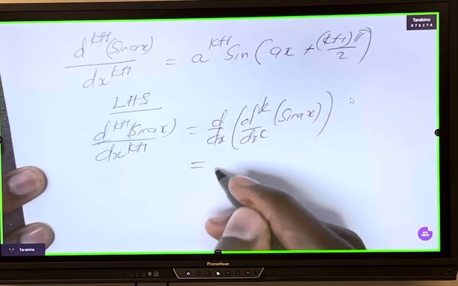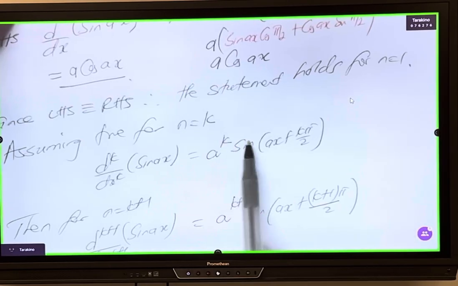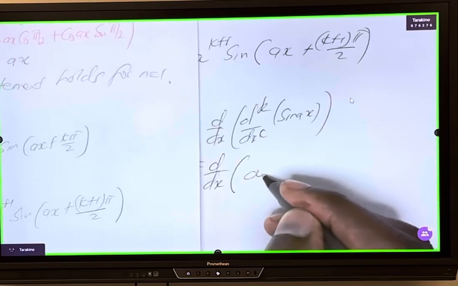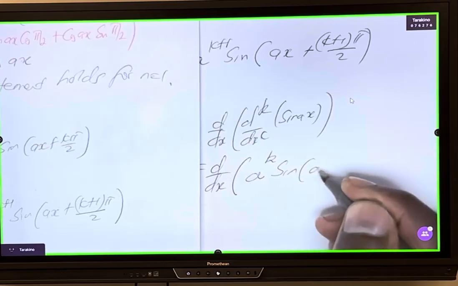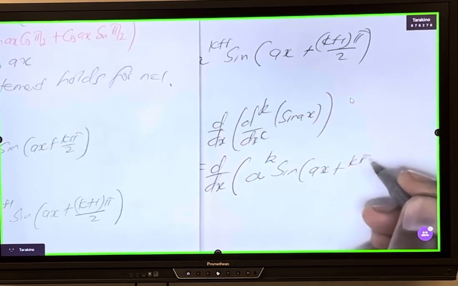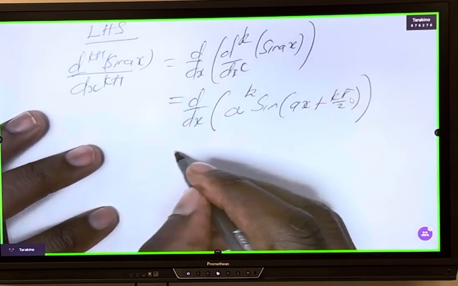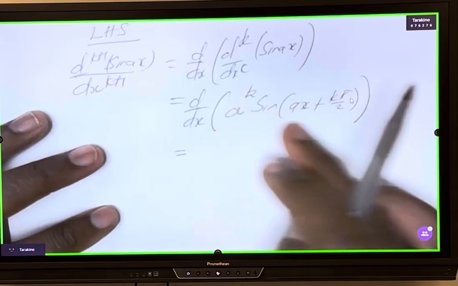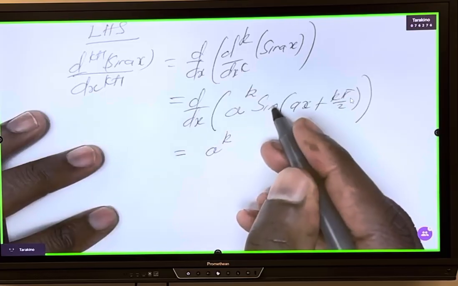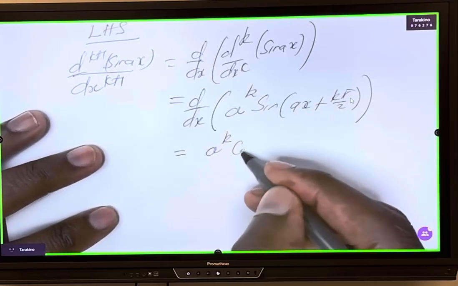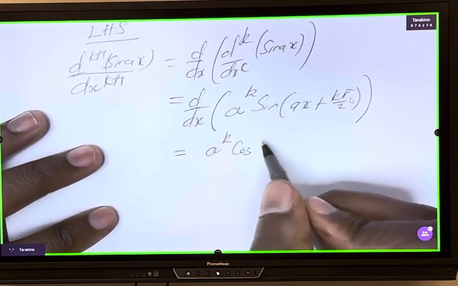Right, so I am going to differentiate this part here. That's my assumption. So it's a to the k of sine ax plus k pi over 2. Right, okay. So remember, when we differentiate, we don't differentiate the power. This is just a constant here. So you keep a to the k, then if I differentiate the trig, I'm going to get positive cosine. If I differentiate sine, I'll get positive cosine.